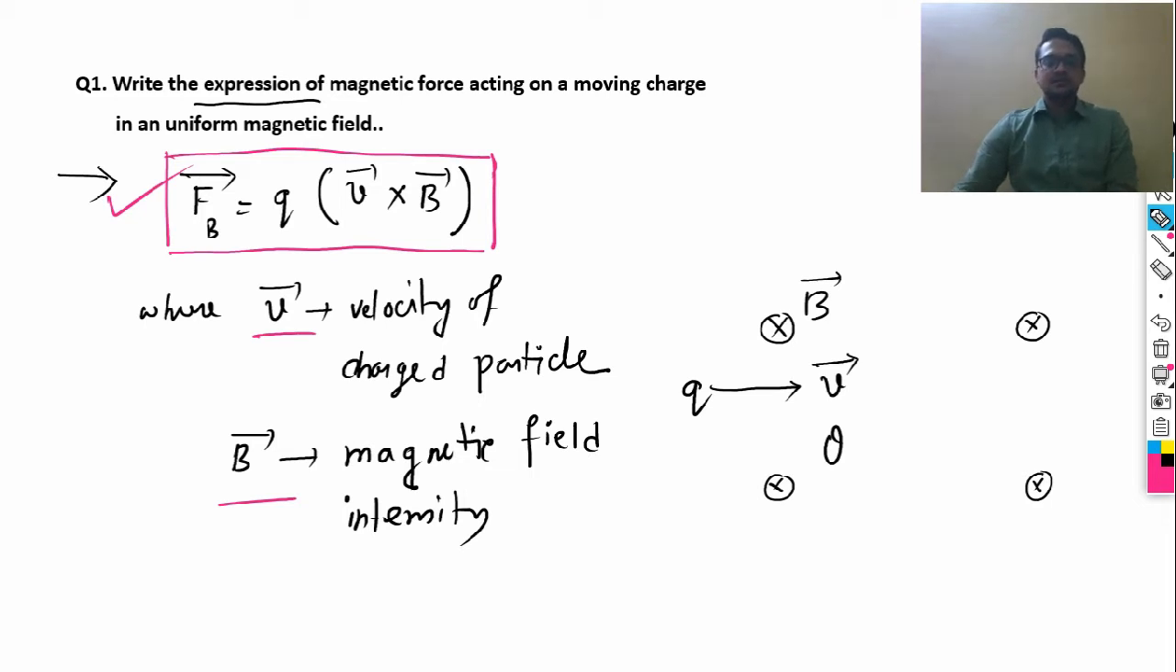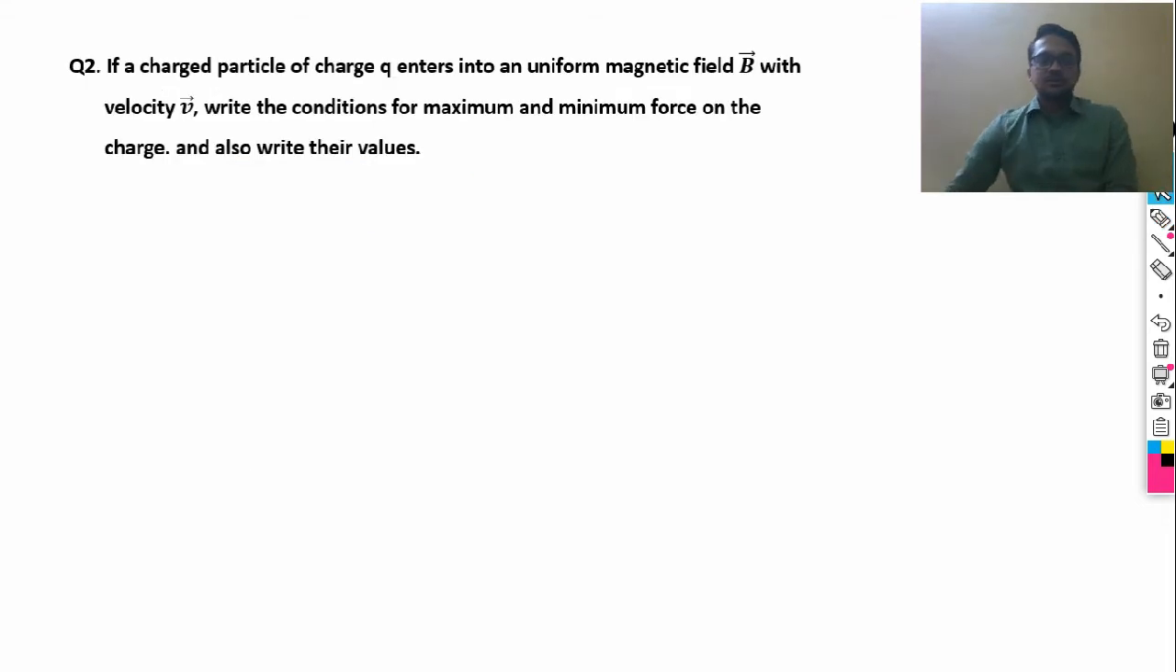Okay, so come to the next problem. So this is our next problem. You all can see that if a charged particle of charge Q enters into a uniform magnetic field B with velocity V, write the condition for maximum and minimum force on the charge and also write their values. That means you have to write the condition and then the mathematical expression of maximum and minimum force.